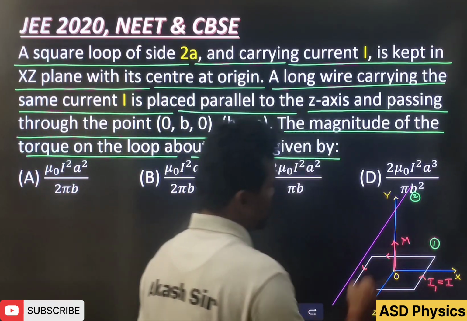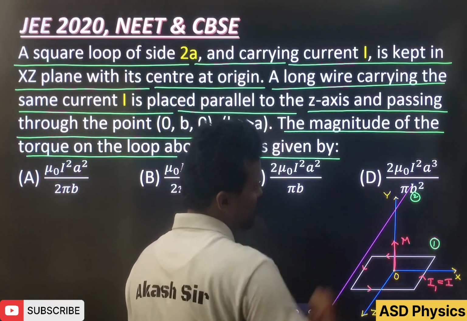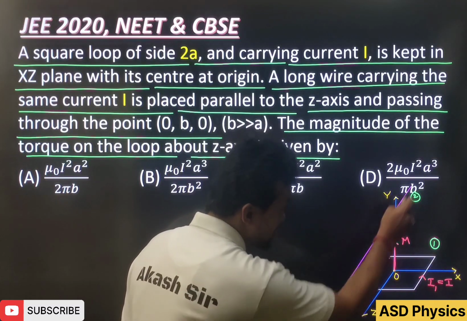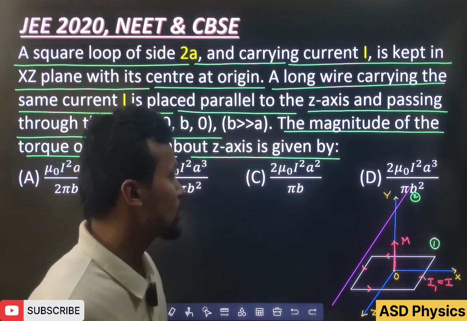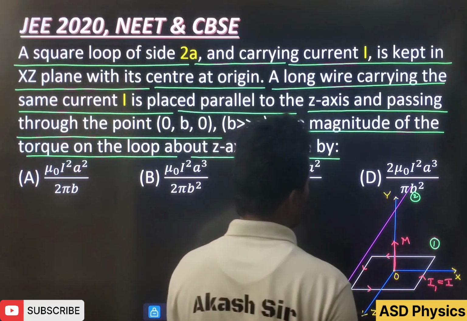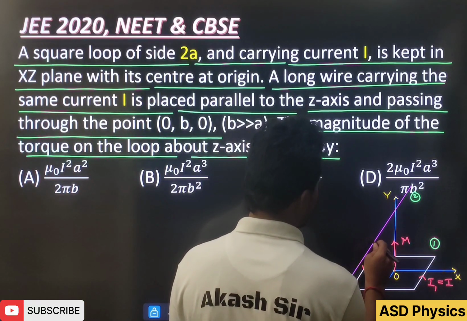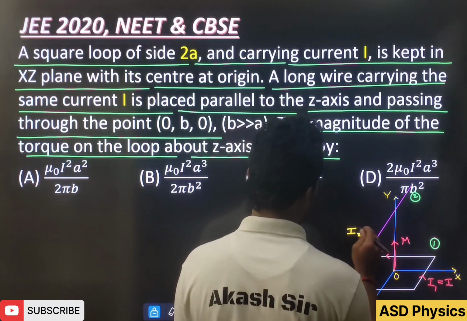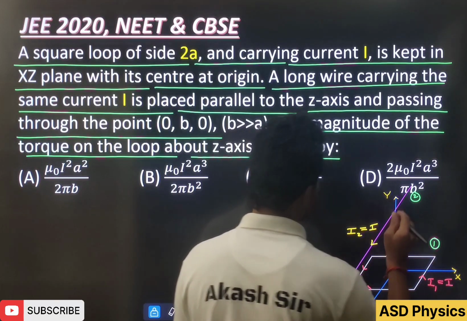Now there is one wire, and this wire is parallel to which axis? The z-axis. You can see this is the z-axis and this is the wire. Some current is flowing in this wire. Let's take the current flowing in this direction; you can reverse it also, not a problem. Let's take the current as I2, and the same current is there, so I2 equals I.